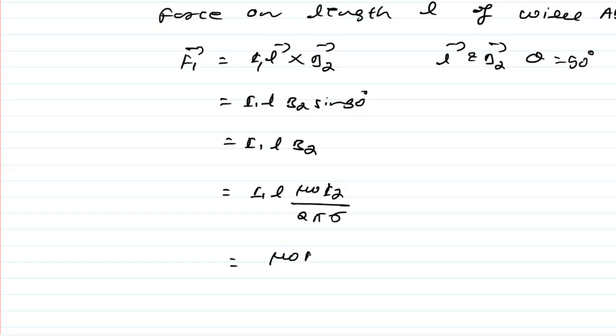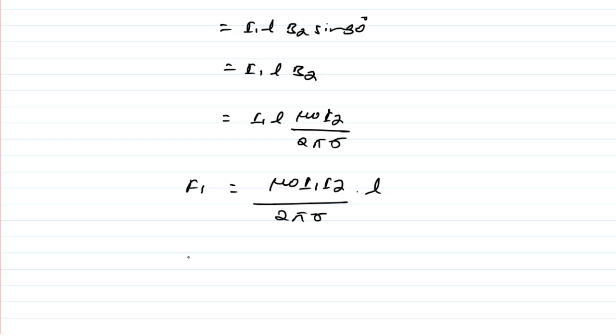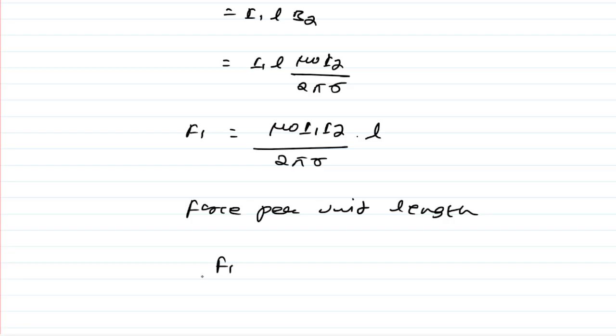So if you multiply mu naught I1 I2 upon 2 pi r into L, now force per unit length we can write, force per unit length F1 by L, which is mu naught into I1 I2 upon 2 pi r.